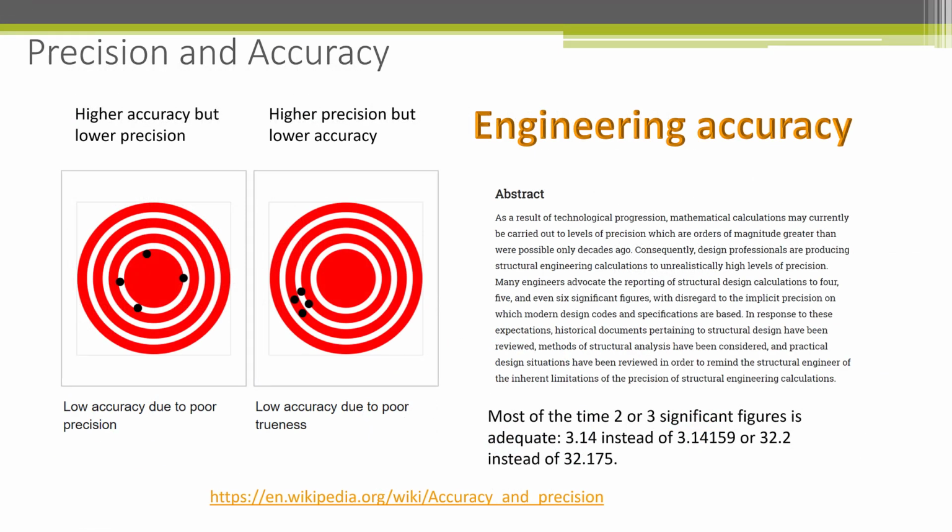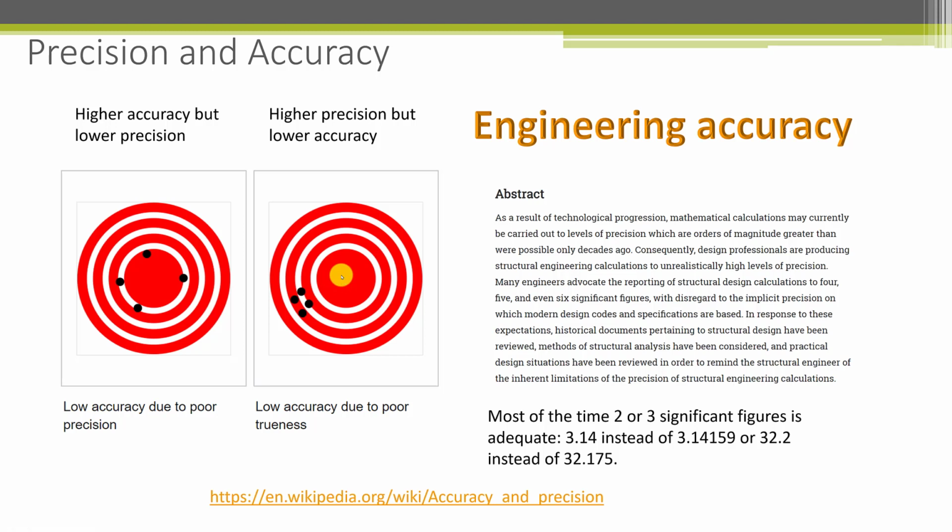A word about engineering accuracy. This shows high accuracy but low precision. Low precision because the clustering is pretty loose. It's accurate because if you were to take the average of these points, it would be very close to the center of the bullseye. On the other hand, this has high precision but low accuracy because these points should be over here.